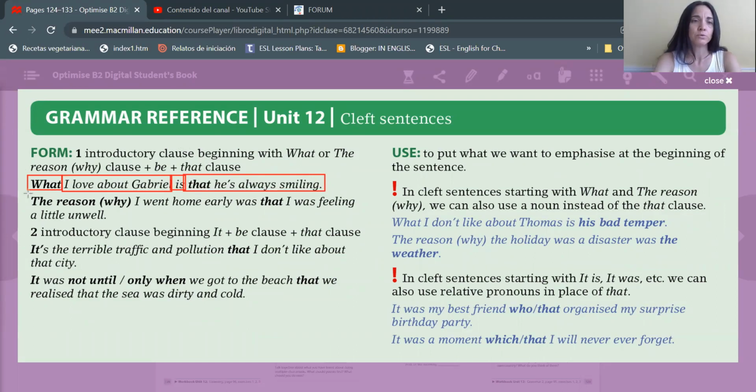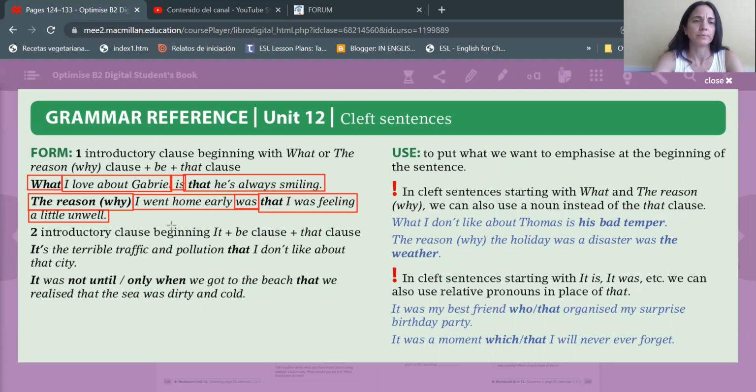Now, the other option was to start with the reason why. Let's read the example first. The reason why I went home early was that I was feeling a little unwell. The reason why, or the reason, could only be, omitting the why, then the clause. In this case, I went home early. Then the verb to be, in this case, was, it's in the simple past. Then the that clause, I was feeling a little unwell. Now, this was the first type.